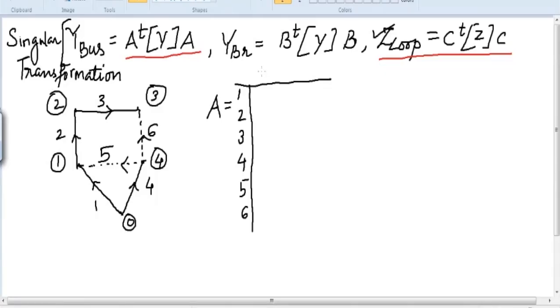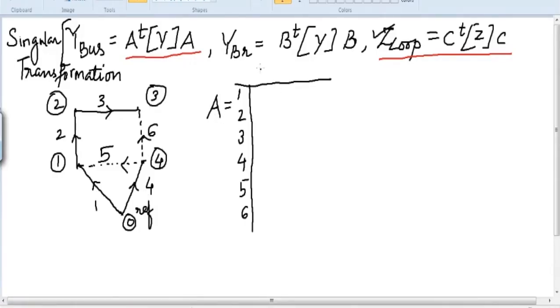Then we have to write the physical buses. Physical buses, in the numerical, are those buses which are given a number in a circle. 0 is not a physical bus because it is a reference node. So 0 is always a reference. That's why we never consider this reference when we write the A matrix.